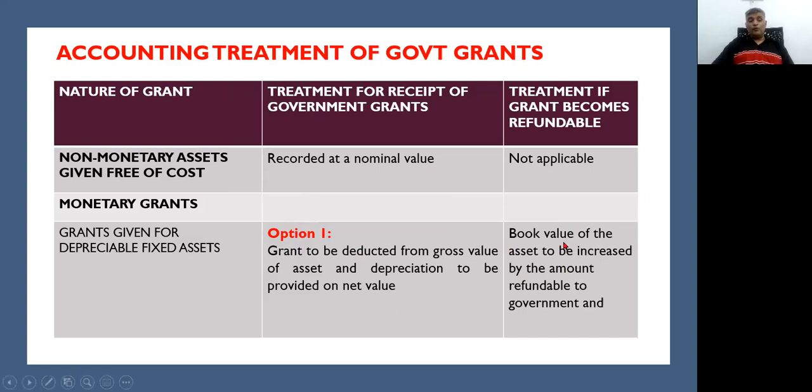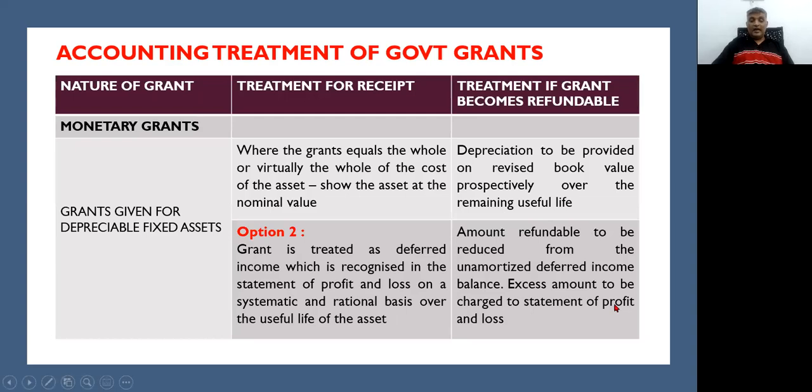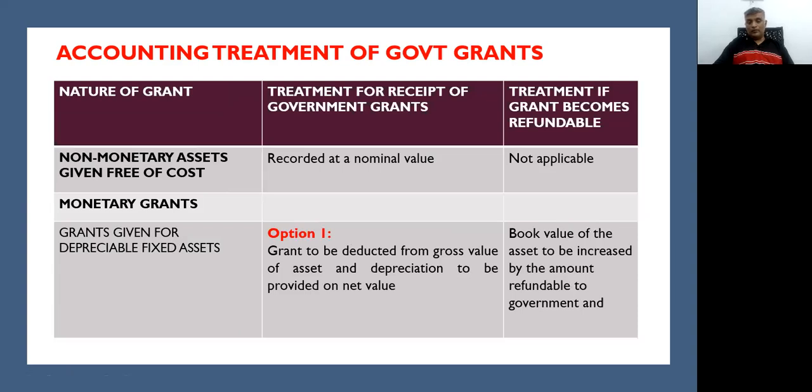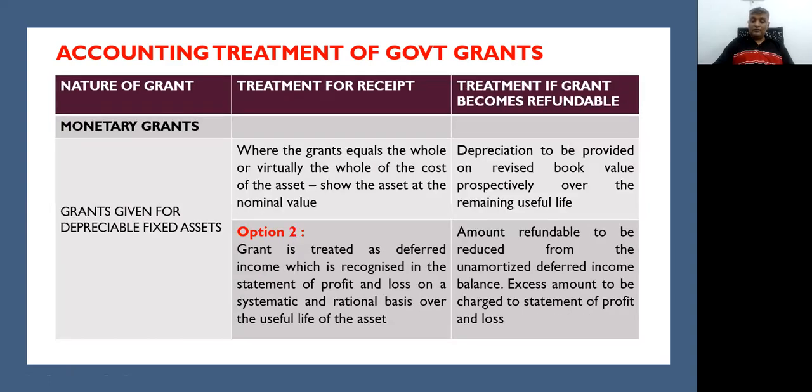So in other words, the book value of the asset is to be increased by the amount refundable to the government. And then depreciation is to be provided on the revised book value prospectively over the remaining useful life. So whatever was the book value before the refund of the grant, you take that, and then you need to increase that book value by the amount of the government grant which is getting refunded. And then, so what will happen?